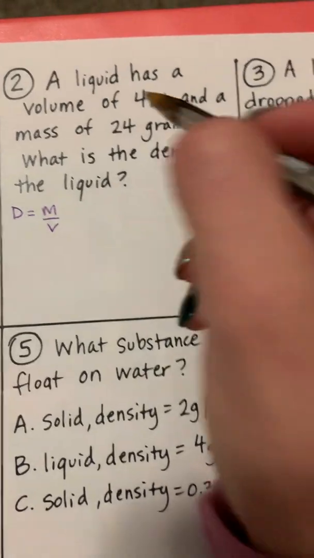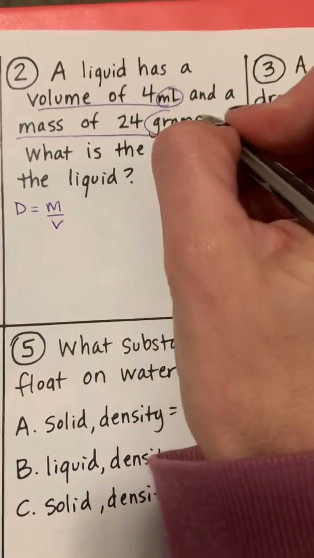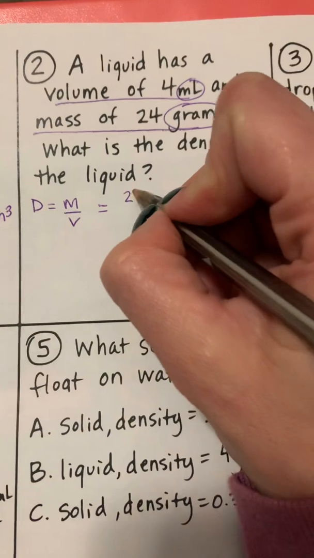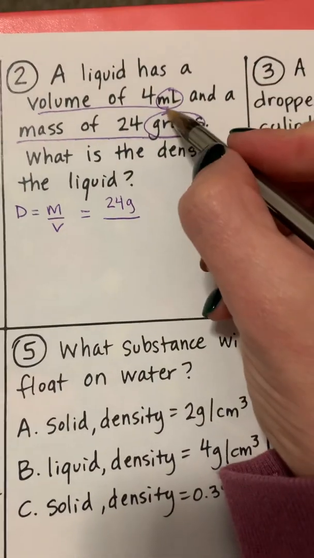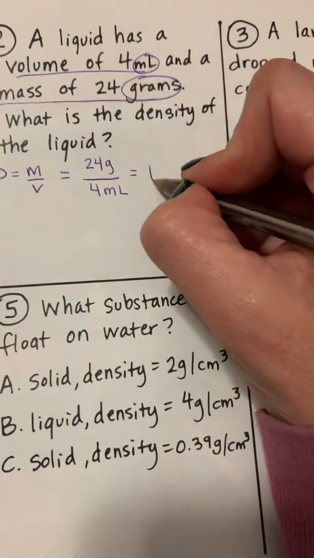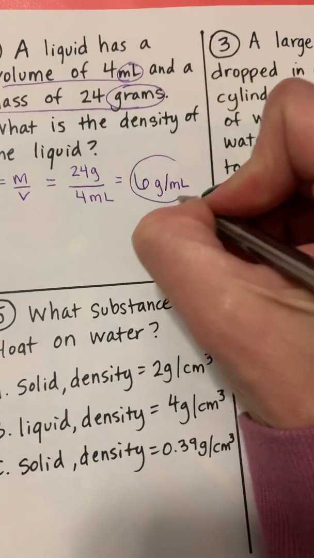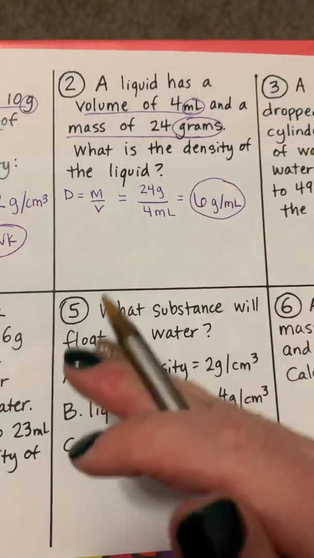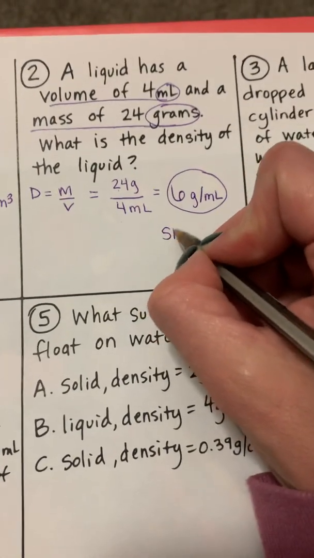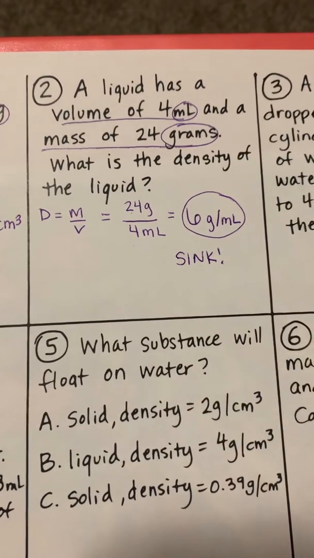It says a liquid has a volume of 4 milliliters, and there's another clue, milliliters, and a mass of 24 grams. So what's the density of the liquid? Well, let's fill in our little equation here. The mass, it said, was 24 grams, divided by our volume, which is 4 milliliters. So 24 divided by 4 is 6. And then we can't just leave those units out. So here is our answer. Now, we are talking about a liquid, but liquids can stack on each other. There are different densities of liquids, and this liquid is greater than 1, so it would sink to the bottom, and water would actually be on top of this liquid.